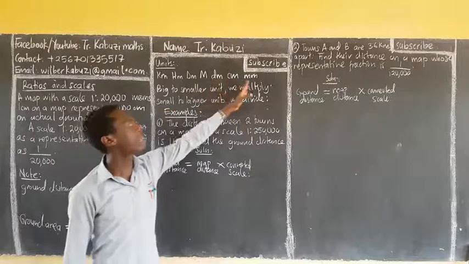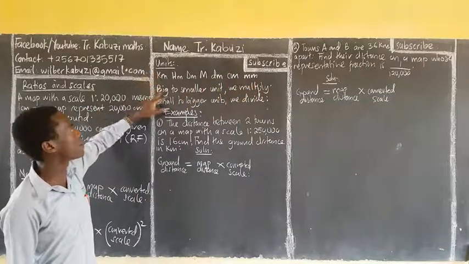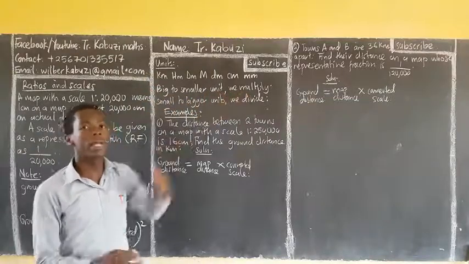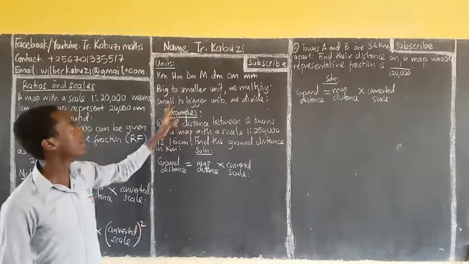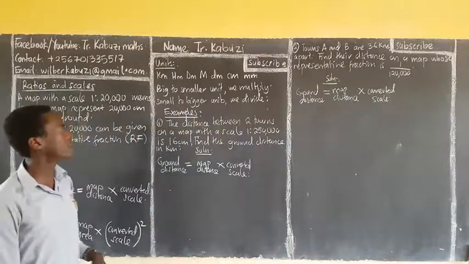Now, we know the units from kilometer, centimeter, millimeter, and so on. We are going to see how we can use this. When we are converting from big to smaller units, we multiply. From big to small, we multiply. Then, small to big, we divide. We are going to see how we do that also.